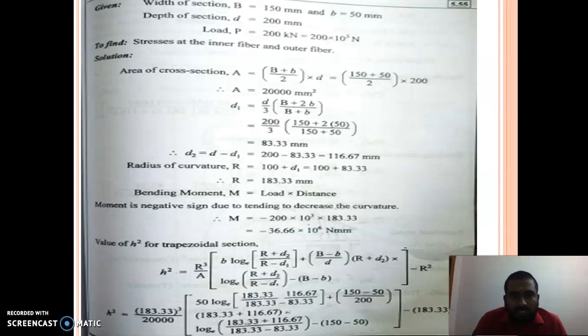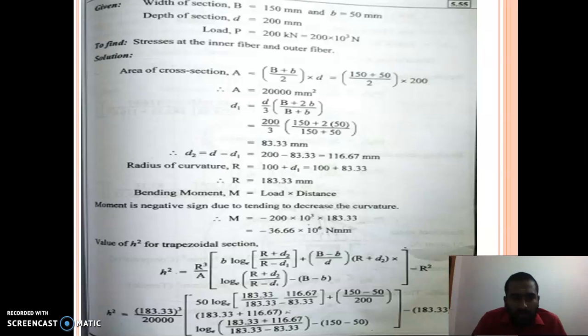So the width of the section, capital B, is 150 mm and the small b is 50 mm. Depth of the section is 200 mm. Load is 200 kN. We are going to find the stress. The area of a trapezoidal section is (capital B plus small b) divided by 2, into D. We are getting 20000 mm square.